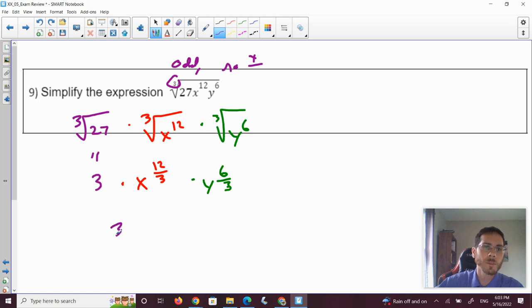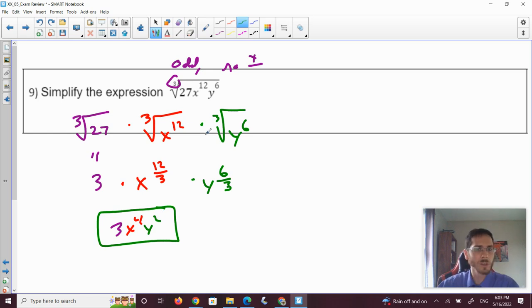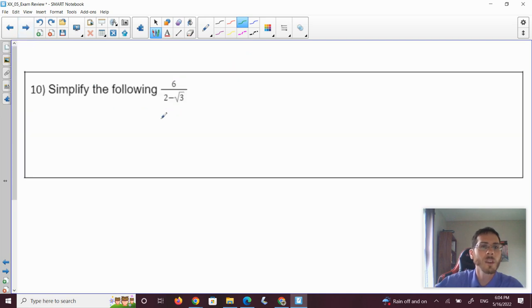So final answer is going to be 3x to the 4th y to the 2nd. And that's it. So again, we're just rewriting our index as our denominator here to help simplify.